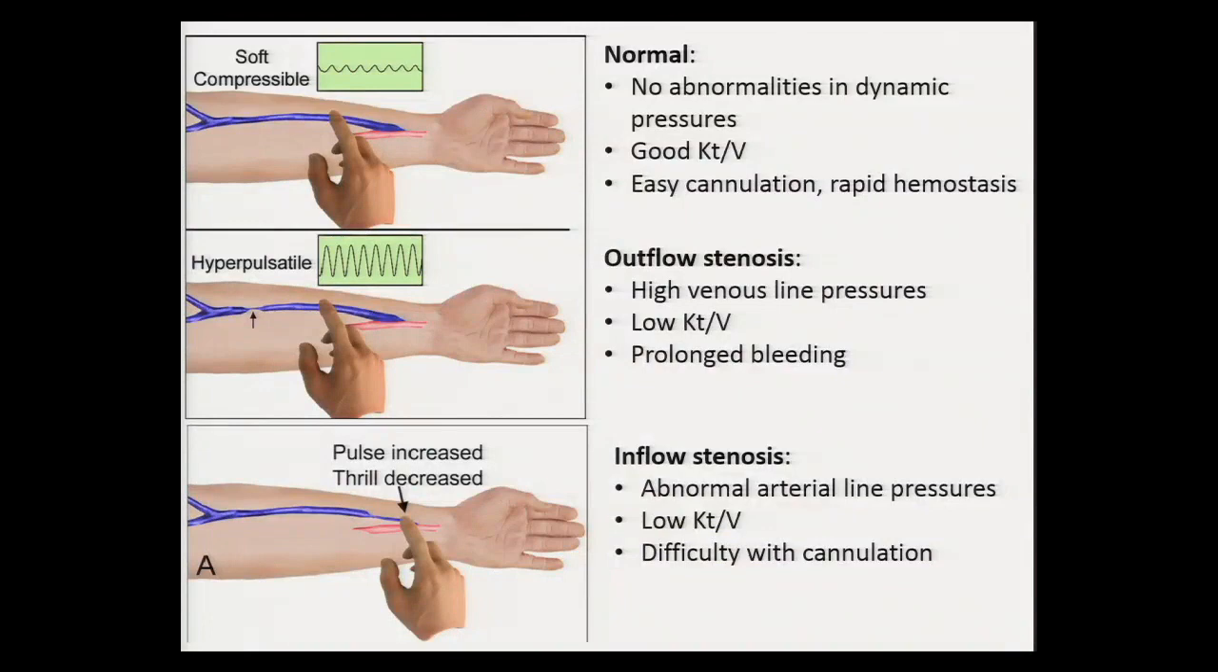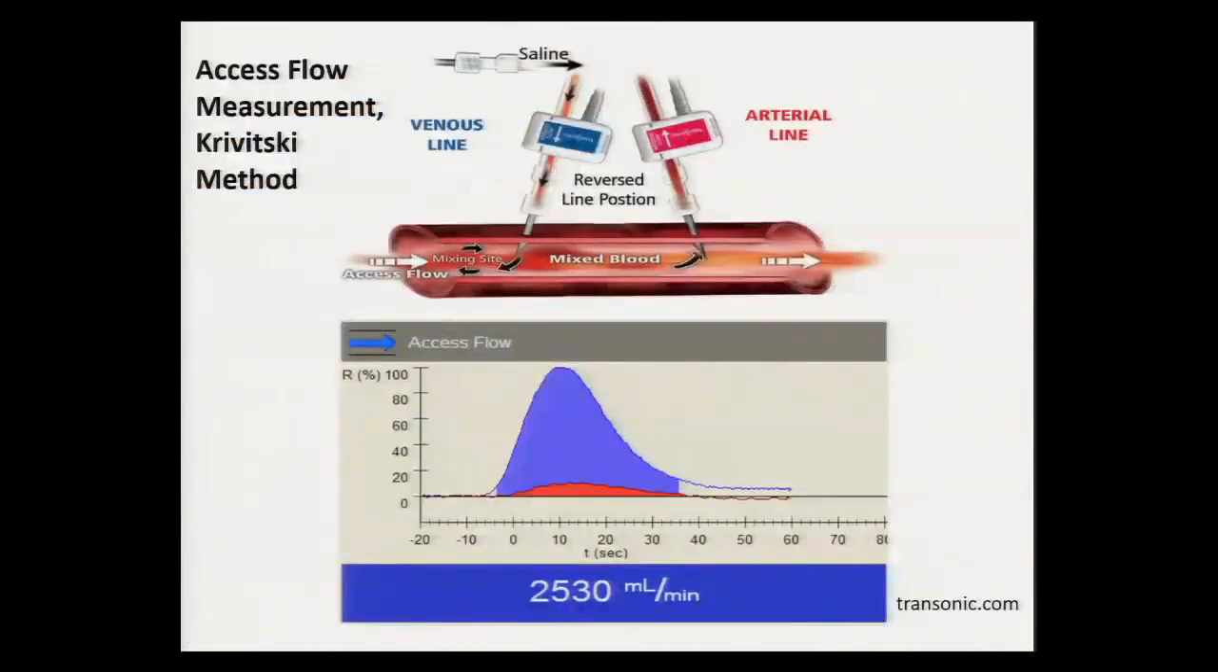Low clearance, just like with outflow stenosis, there's not enough blood going through the fistula. And nurses have a hard time cannulating because the fistula is very weak and they can't stick it. So there are other ways to monitor the access. For example, one method that we use is access flow measurement.